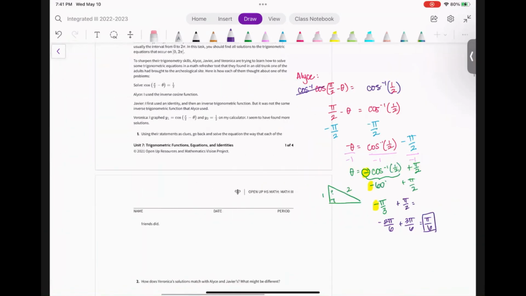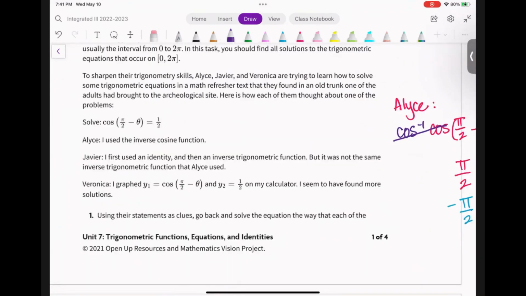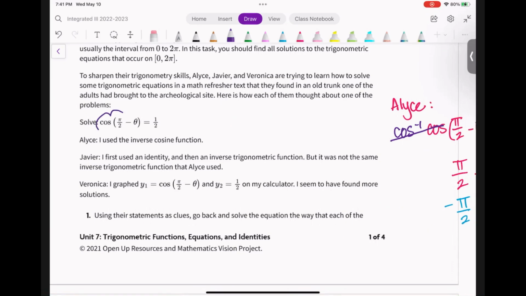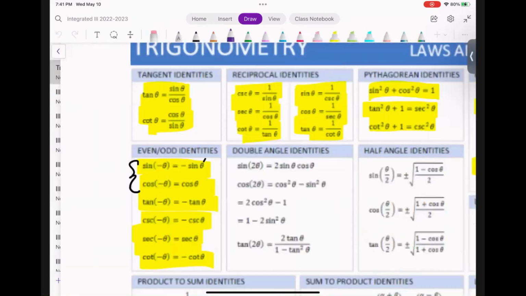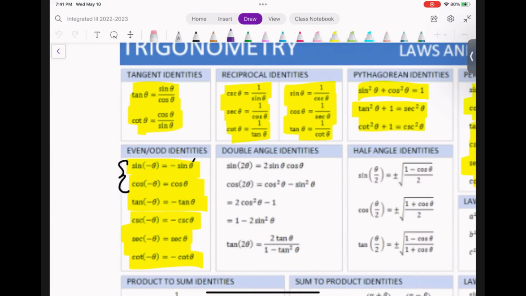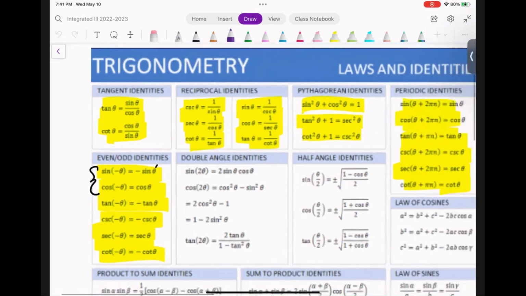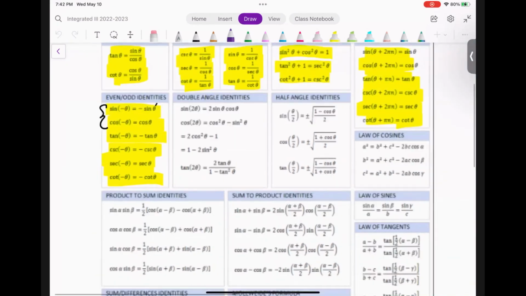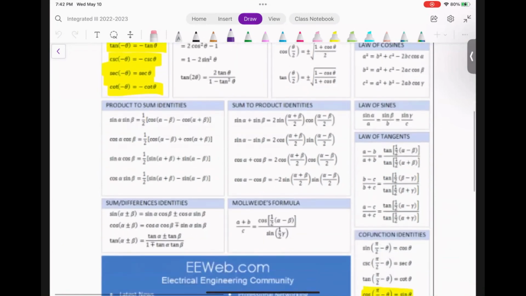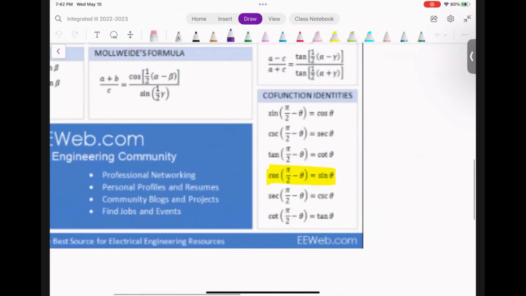All right. So then the next part says, Javier says, I first used an identity and then an inverse trig function, but it was not the same inverse trig function as Alice used. So we got to go find this identity right here. So I'm going to go to our identities page, which is over here. And I'm looking for cosine of pi over 2, and there it is. Cosine of pi over 2 minus theta is sine.